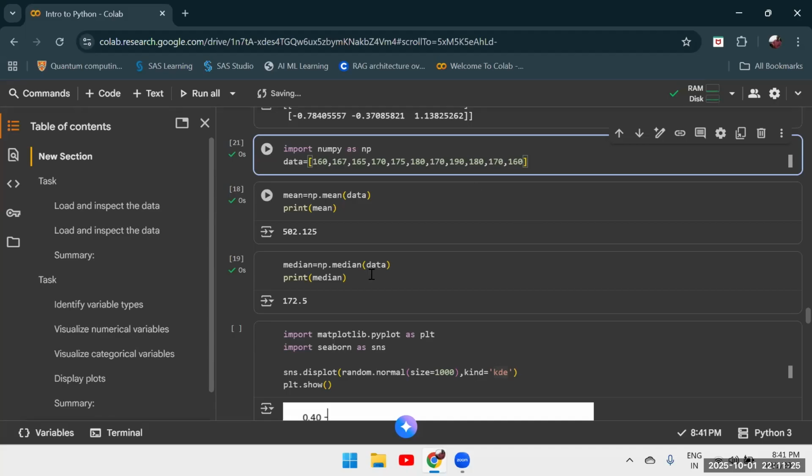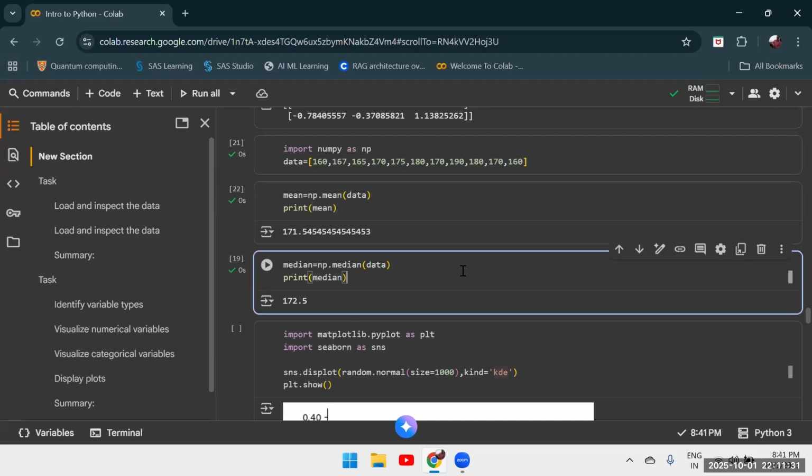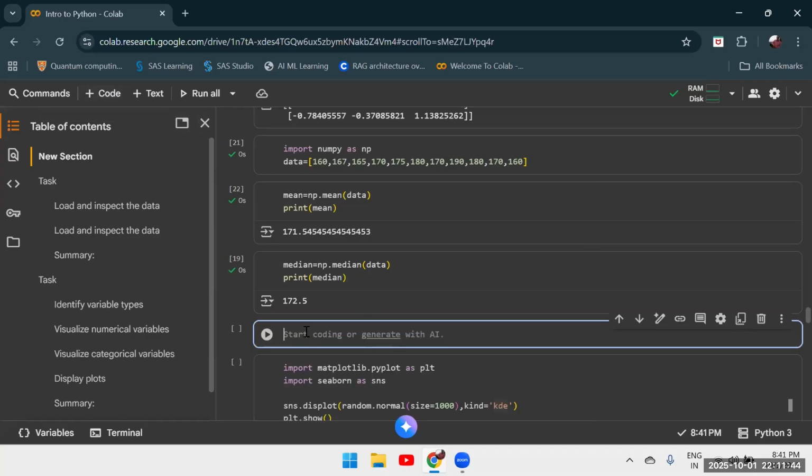Whenever there are no outliers, the mean is okay, so we can rely on the mean. But in some cases, what we also do is run a concept called mode. Have you heard about a concept called mode?